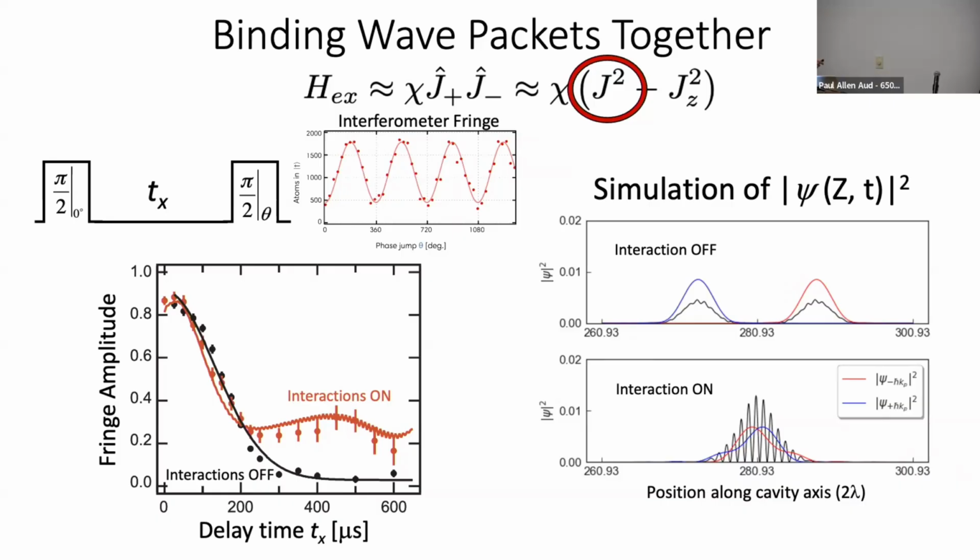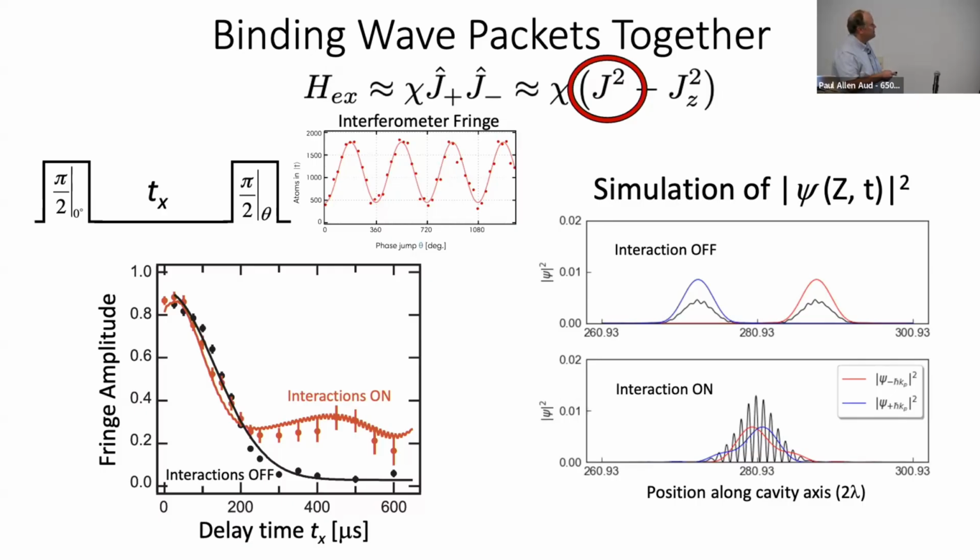And so to look for it, we run an interferometer sequence where we hit the system with a pi/2 Bragg pulse to put ourselves in a superposition of different momentum states. Then we wait some amount of time and do another pi/2 pulse. We vary the phase of that final pi/2 pulse, and we look at the amplitude of the fringe as a function of delay time between the pi/2 pulses. So you can think of this as the coherence or the contrast in the interferometer.